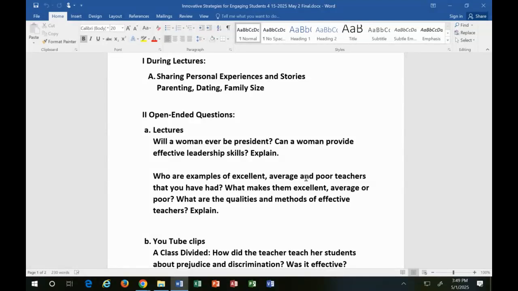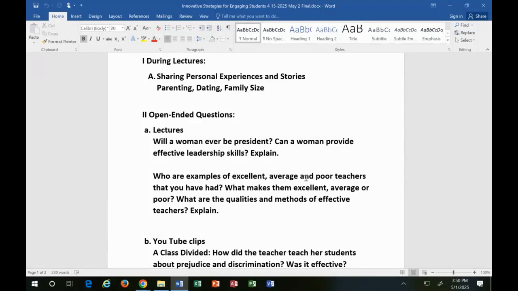But these are a sample of some of the questions I might ask, like in the chapter on gender, where we're talking about women in politics, and the fact that we now have women who have run for office and a woman vice president. I always ask this question: will a woman ever be president? Can a woman provide effective leadership skills? And that one almost always triggers some kind of discussion because everybody's got an opinion on it.